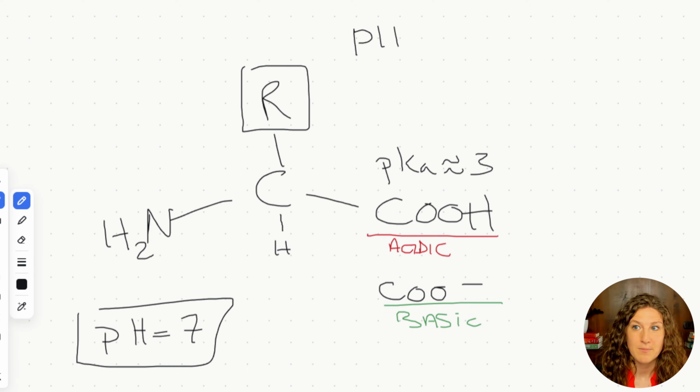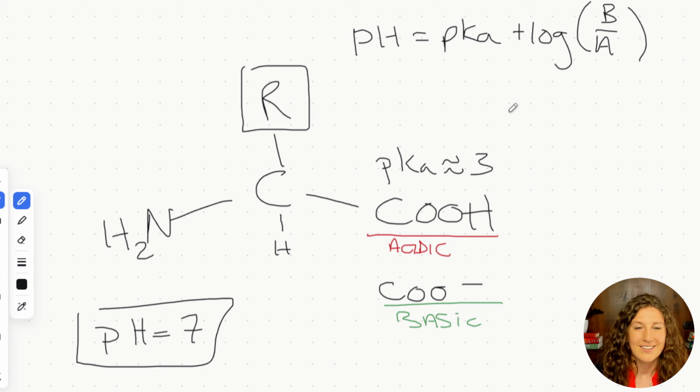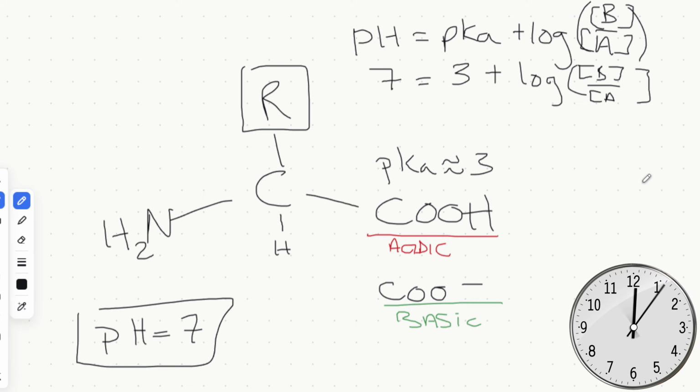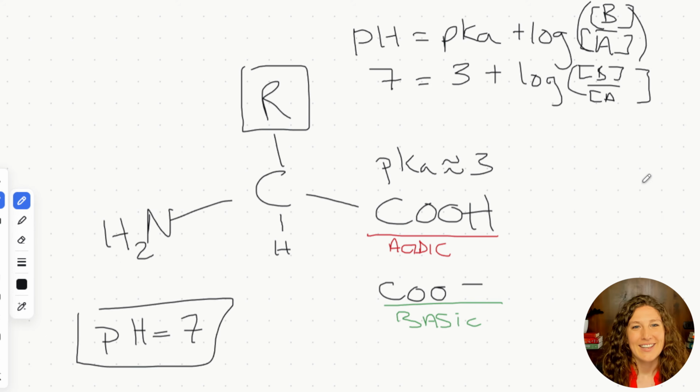So again, our Henderson Hasselbalch is pH equals pKa plus the log of, I'm just going to write base over acid, because that's easier for me to use and remember. It's the concentration of base over the concentration of acid. So we have two of the three variables. We're good to go. Our pH is 7, our pKa is 3, and then our log of base over acid. So go ahead, take a second, do that math, and see if you can tell what our ratio between base and acid is. Okay, let's do it together.